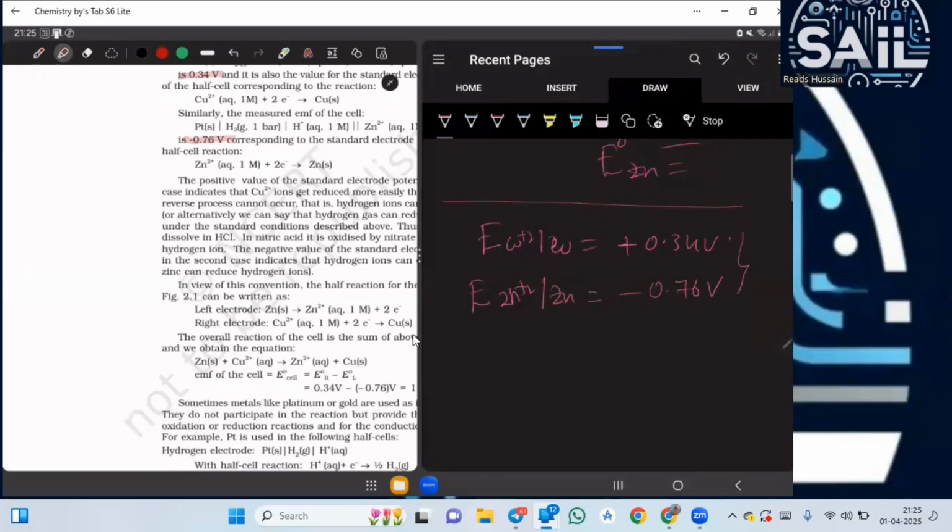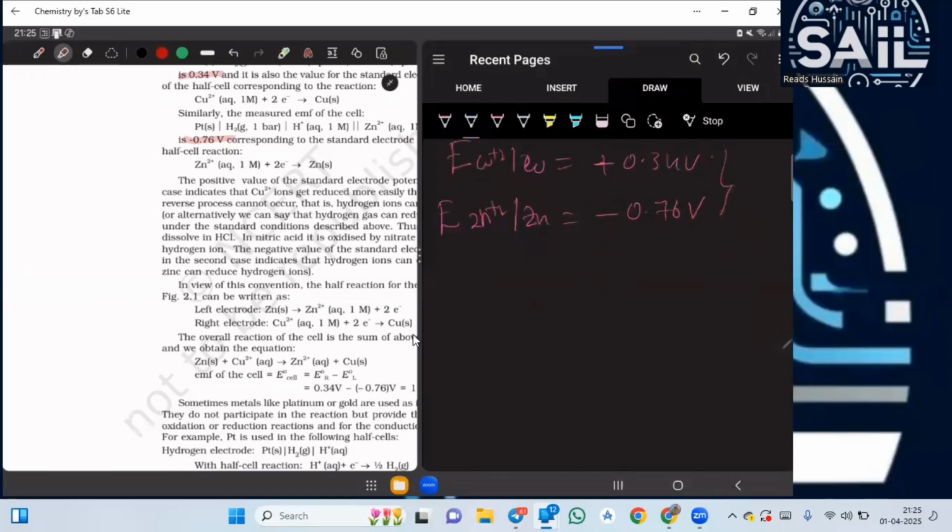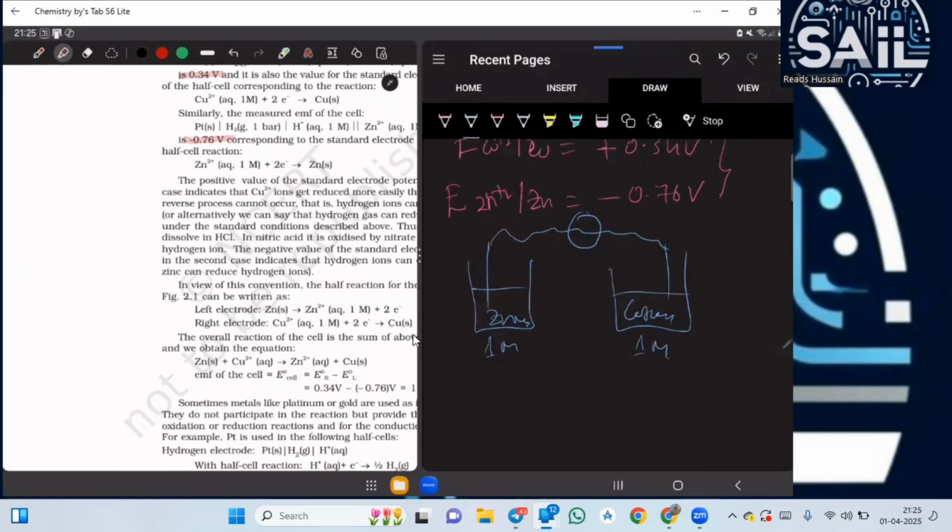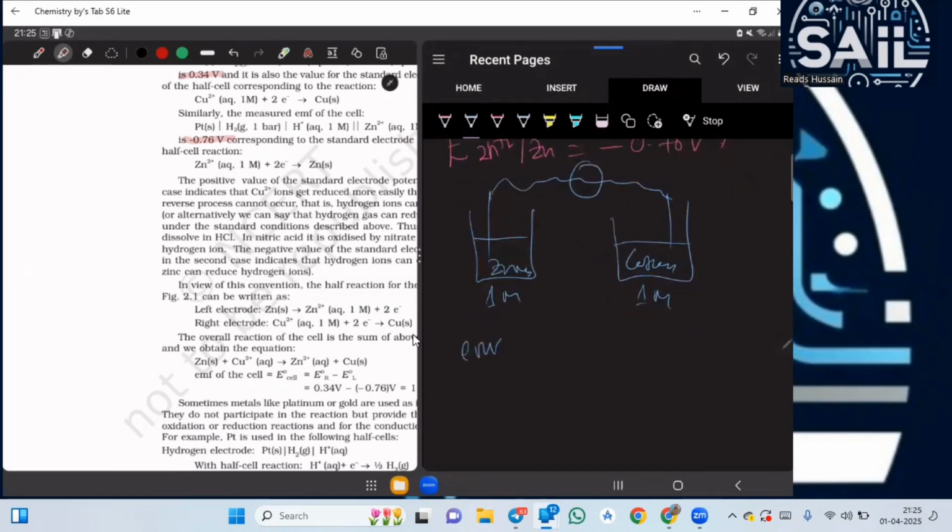Now, we come to the first example, the galvanic cell. Let this be the zinc sulfate solution, this the copper sulfate solution, with zinc rod and copper rod both connected, and a voltmeter here. This is 1 molar concentration, and this is also 1 molar concentration. Now I am asking you, what is the EMF of this cell? EMF of this cell is equal to the electrode potential of the right hand side electrode minus the electrode potential of the left hand side electrode.